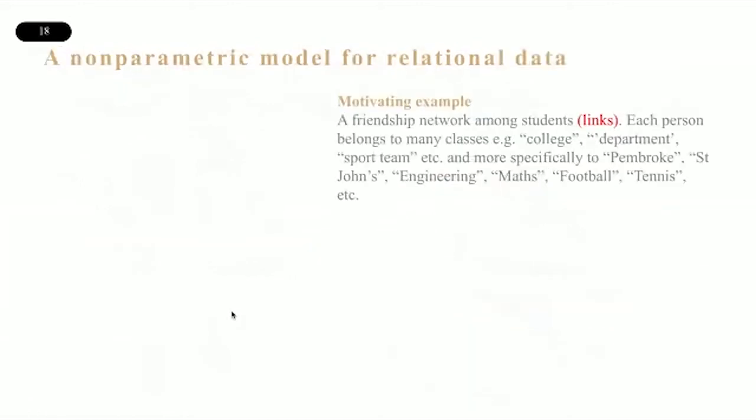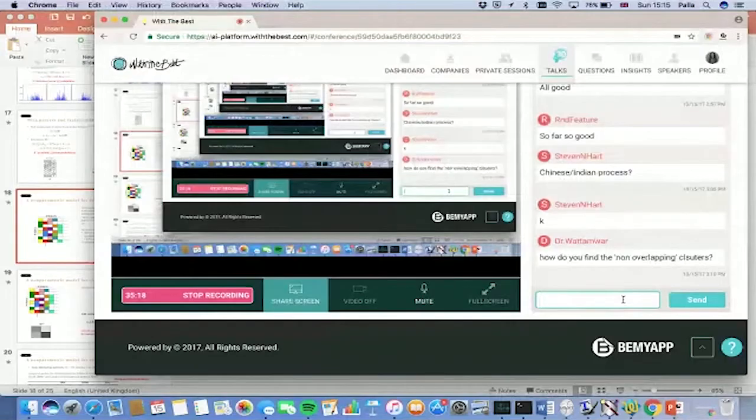I don't know, how do you define the non-overlapping clusters? Sorry, I just saw the question. Non-overlapping clusters means that I'm only able to assign each person or each object to one cluster. So each object cannot be assigned to more than one cluster at the same time. This is the Chinese restaurant process. Well, in the Indian Buffet process, I'm allowed to assign the objects to more than one class or cluster at the same time. It depends on what kind of models you want to construct. I hope this answers your question.